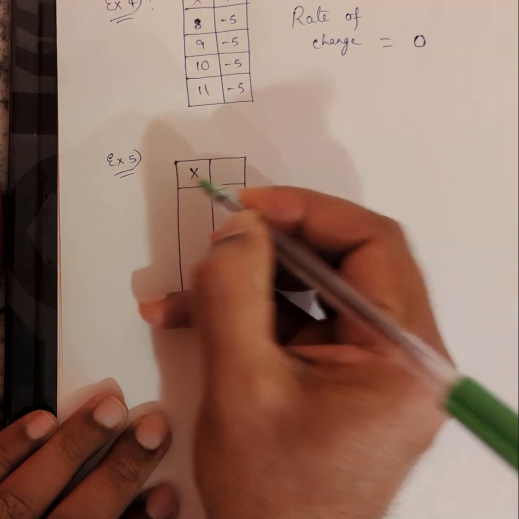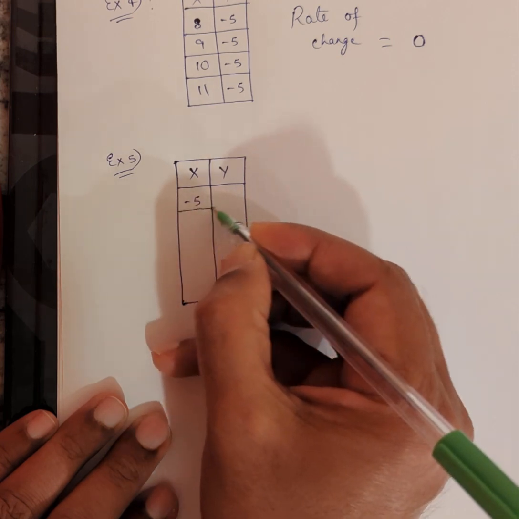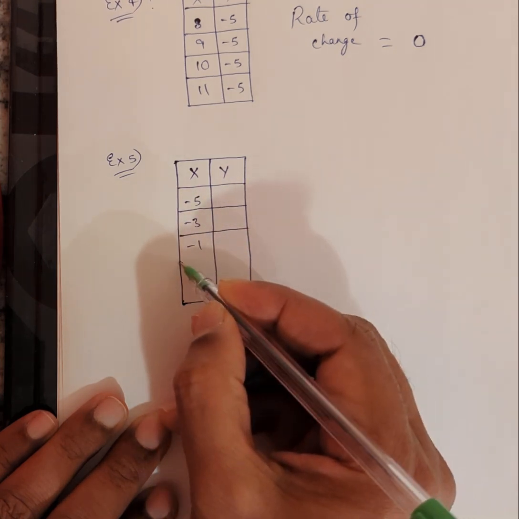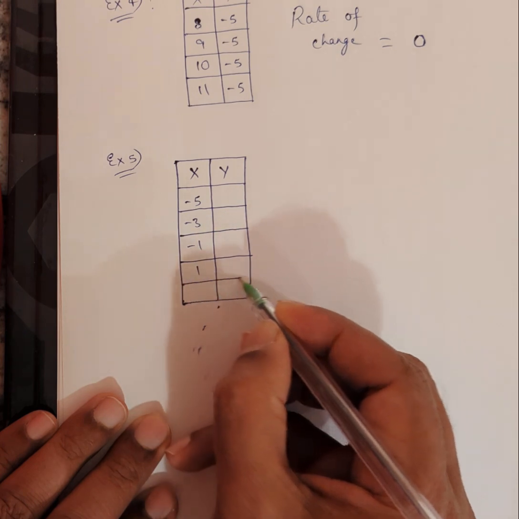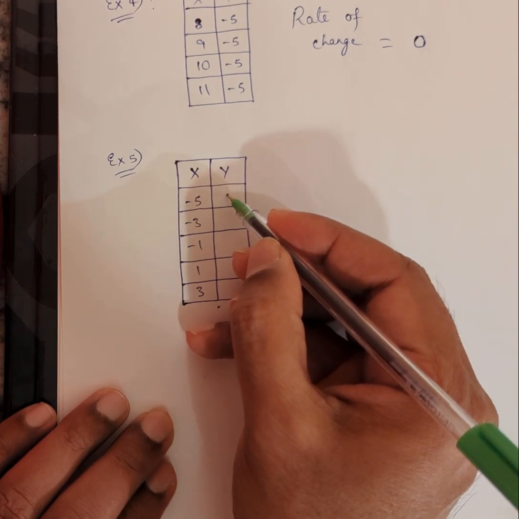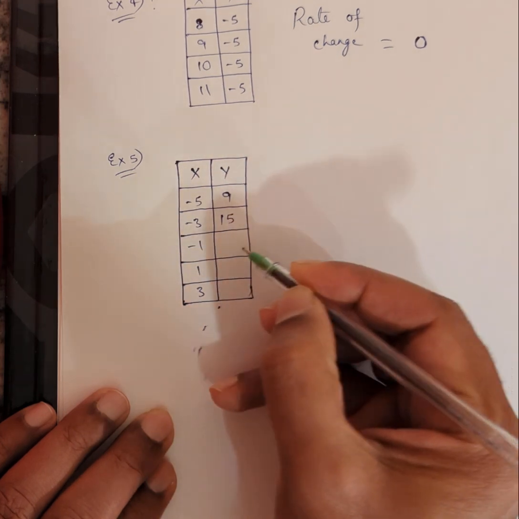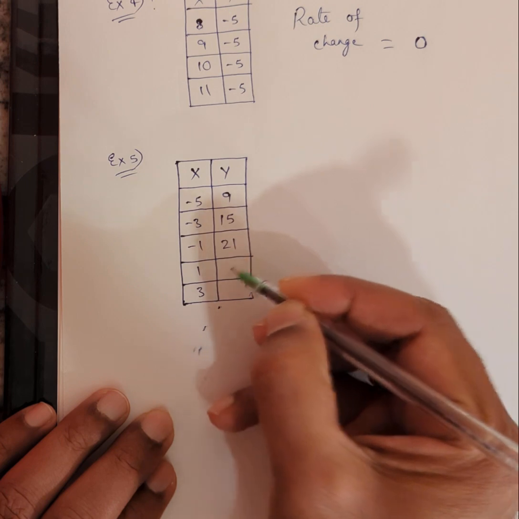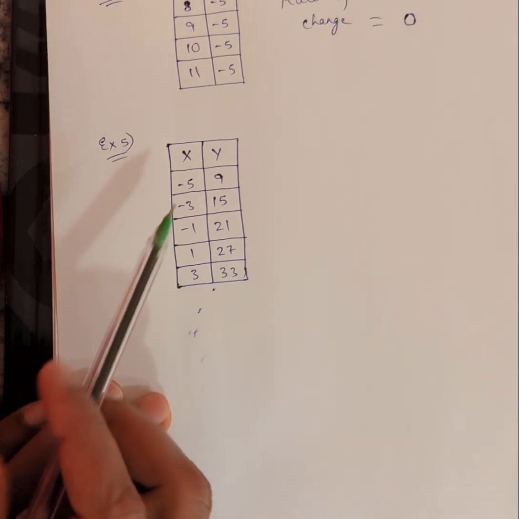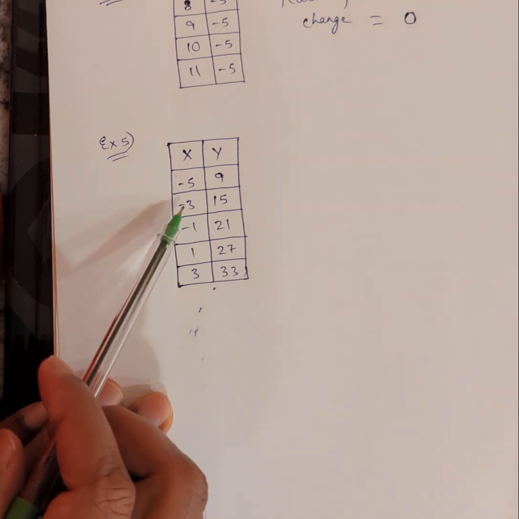So say x and y. Now let me say I'll start at negative 5, then negative 3, then negative 1, then positive 1, and then 3. And say y started at 9, then let's say the next value is 15, then 21, 27, 33. So notice, x is going up by not 1 this time, but it's going up by 2.